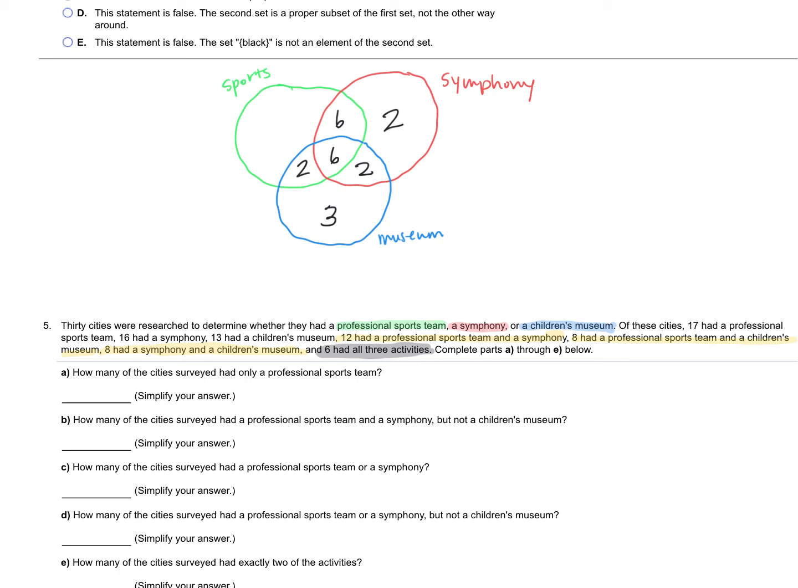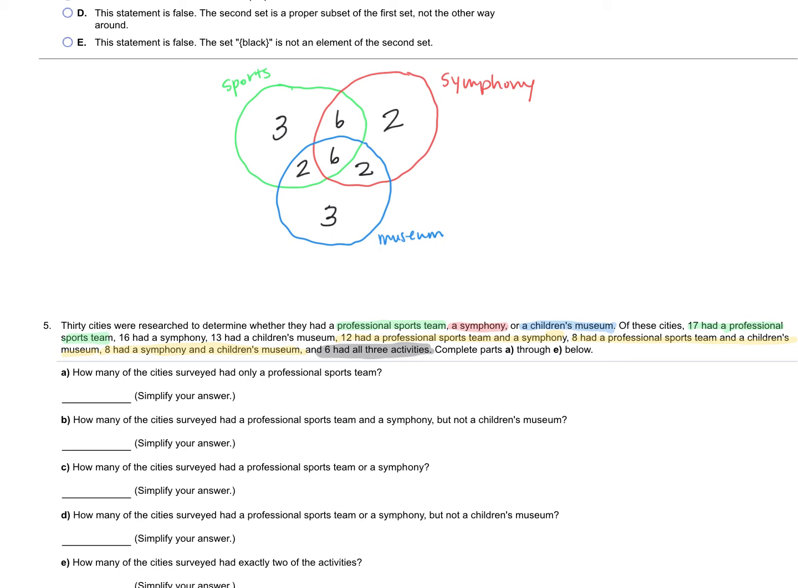And then finally, we have 17 had a professional sports team. So we want this entire circle in the green to add up to 17. So if we add up the numbers that are in there, we have 6 plus 6 is 12, plus another 2 is 14. 17 minus 14 is 3. Let's see if I can get that. There we go. And so that would leave 3 for that part of the circle.